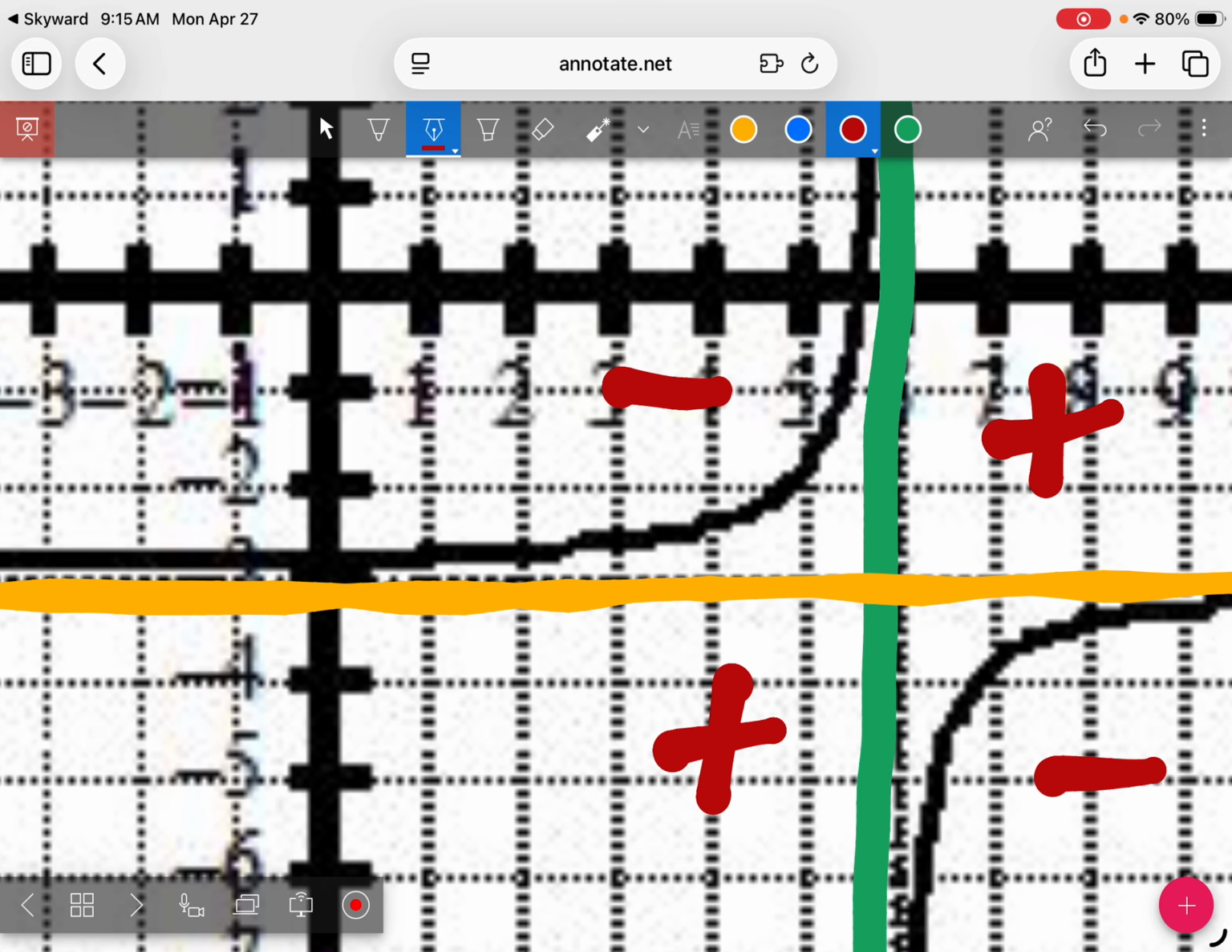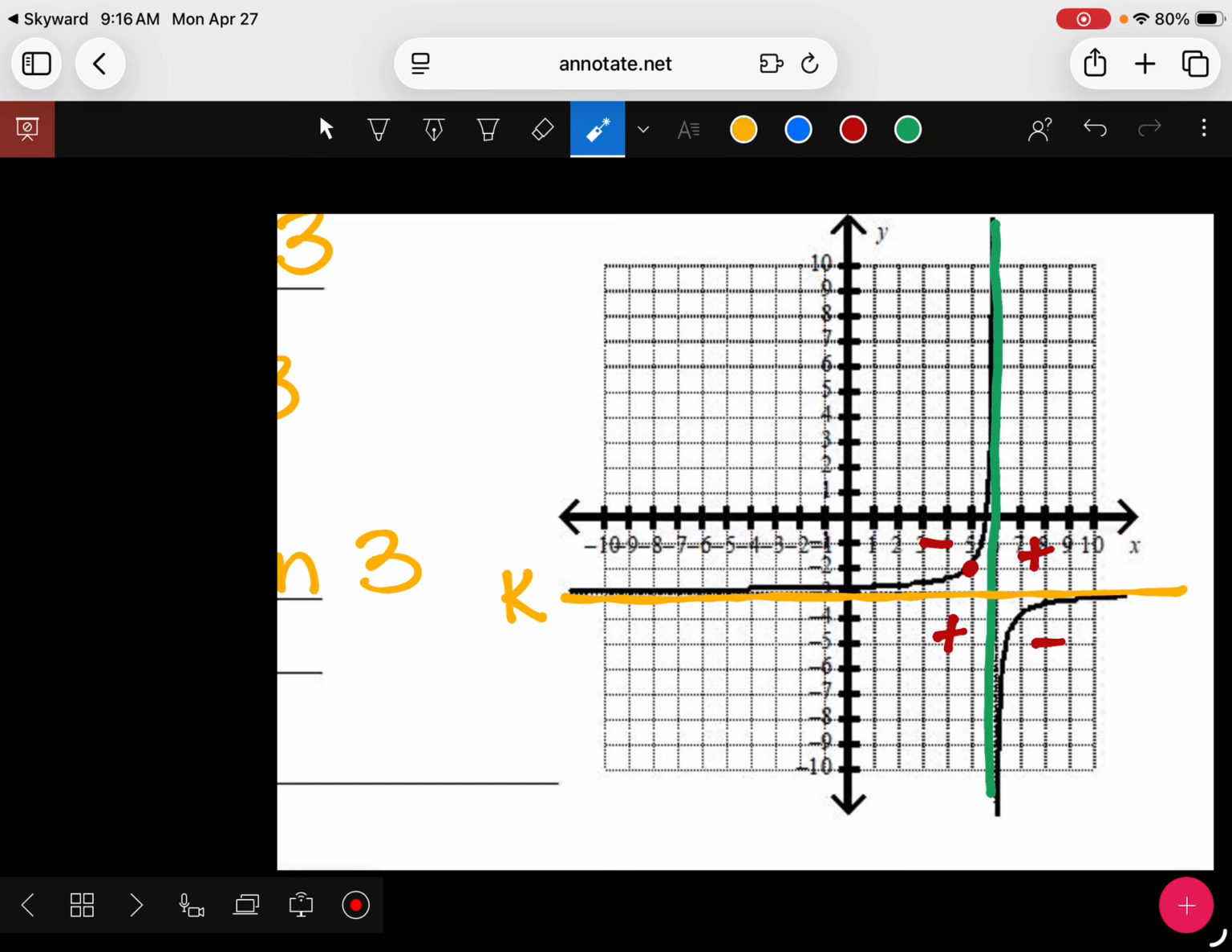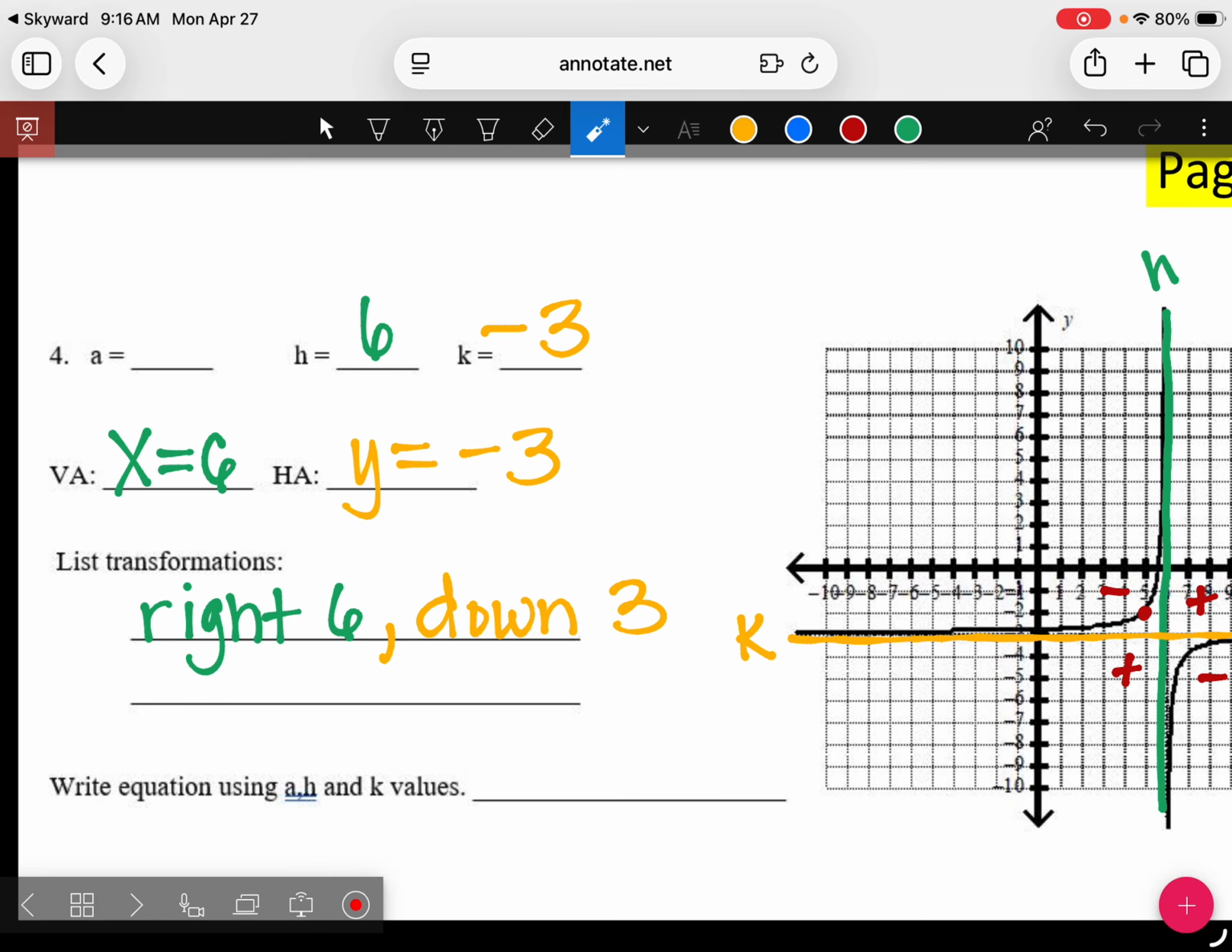Now, I want you to look really closely. Right here, that's the only place that I see it crosses through the grid. How many hops do I have to make from the cross to get to that red dot? Just one. Whichever direction I go, it's just one hop. So that means A is -1. So it did not stretch. It did reflect though.